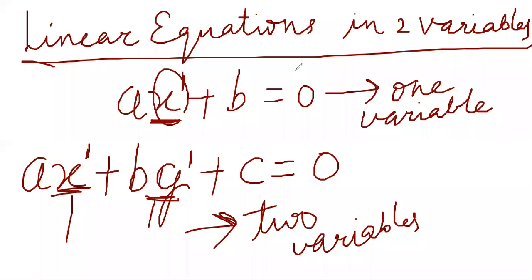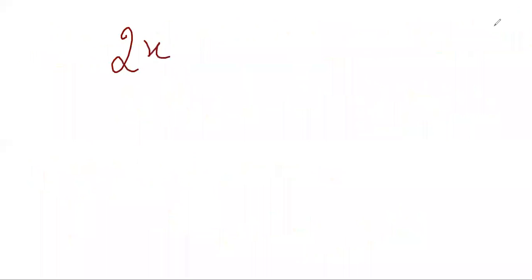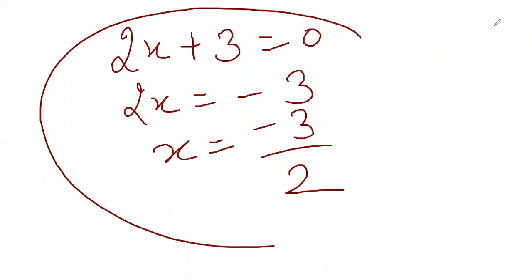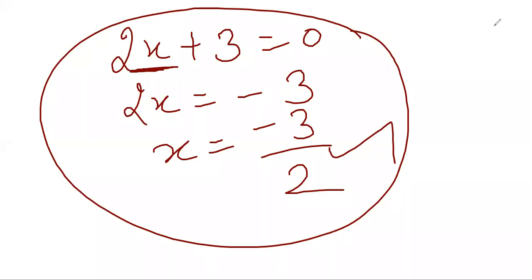So earlier, what did we do? We used to solve questions of this type: 2x plus 3 equal to 0, 2x is equal to minus 3, x is equal to minus 3 upon 2. So this was the linear equation in one variable that you have done in class 8. Because the variable is 1, you can directly find out the solution here.